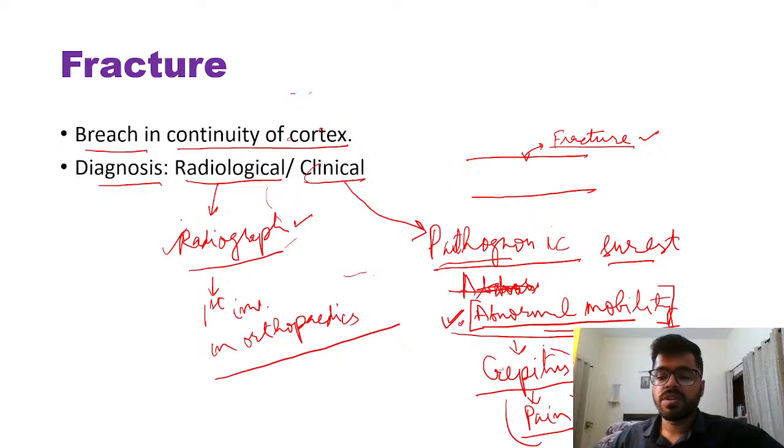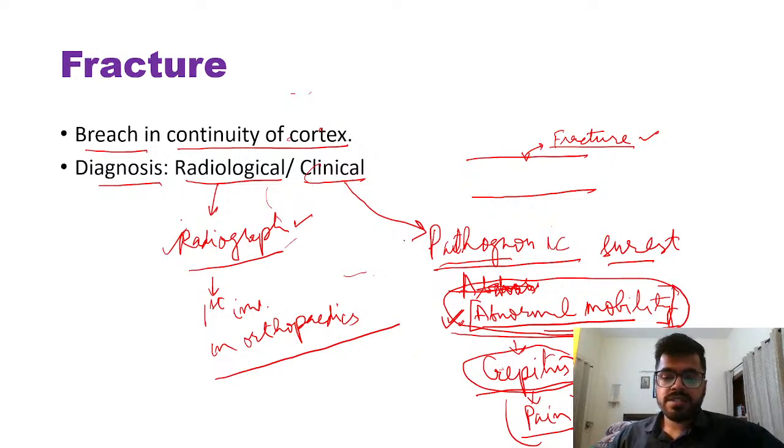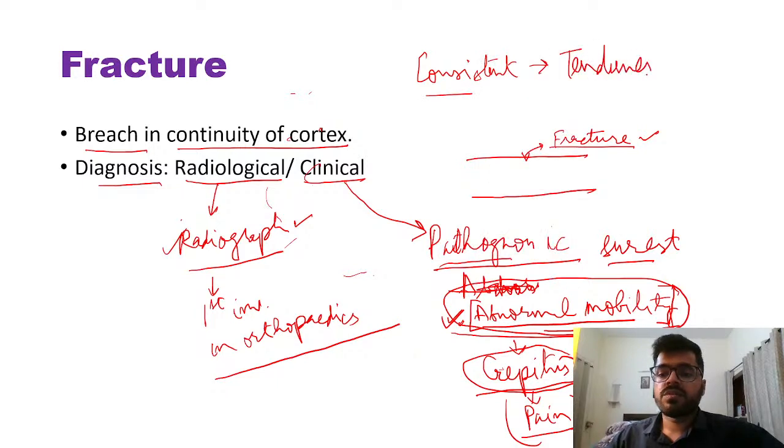So it should only be marked when abnormal mobility is not there in the answers. Another most consistent sign for fracture is tenderness. But it is non-specific. Tenderness can occur without fracture also. That's why the pathognomonic sign is abnormal mobility.